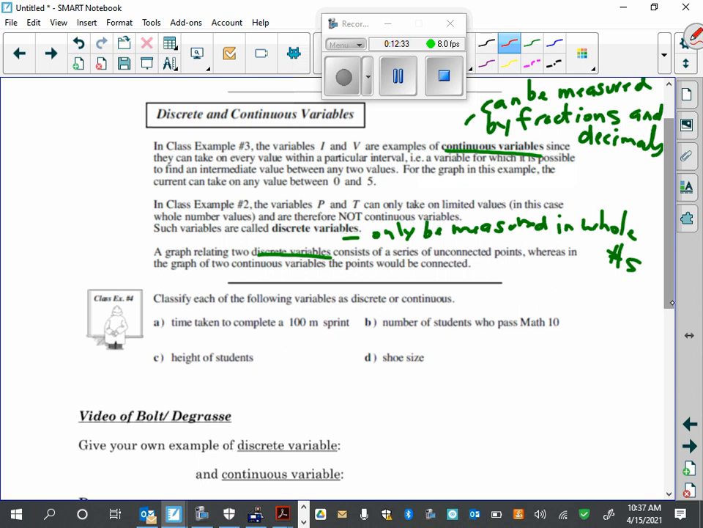Okay, time for a sprint. Is that discrete or continuous, everyone? Continuous. It's almost always measured in thousandths of a second, maybe even ten thousandths of a second. Number of students who get 100% in Math 10. Discrete is correct. Height of students. Continuous.